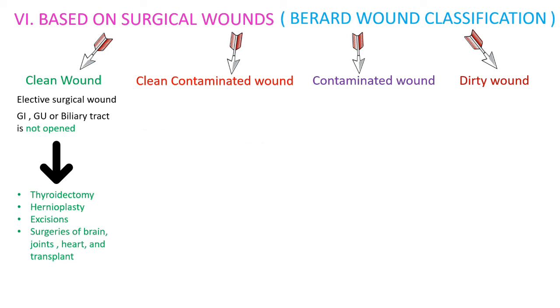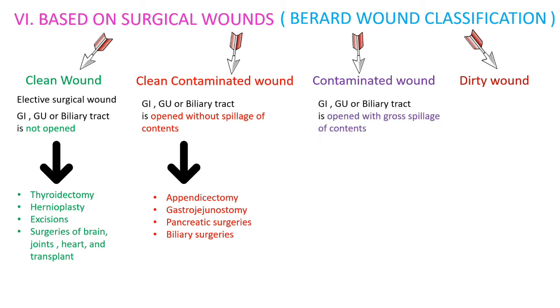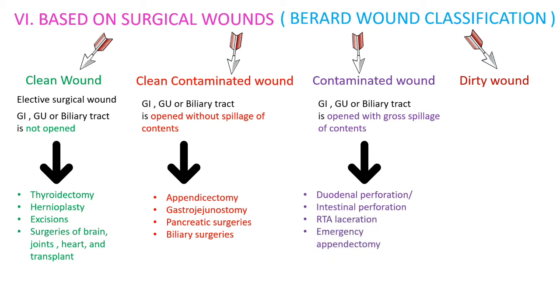Clean contaminated wounds: GI, GU, or biliary tract is opened without spillage of contents. For example, appendectomy, gastrojejunostomy, pancreatic surgeries, and biliary surgeries. Contaminated wound: GI, GU or biliary tract is opened with gross spillage of contents. For example, in duodenal perforation or intestinal perforations, arterial lacerations, emergency appendectomy.